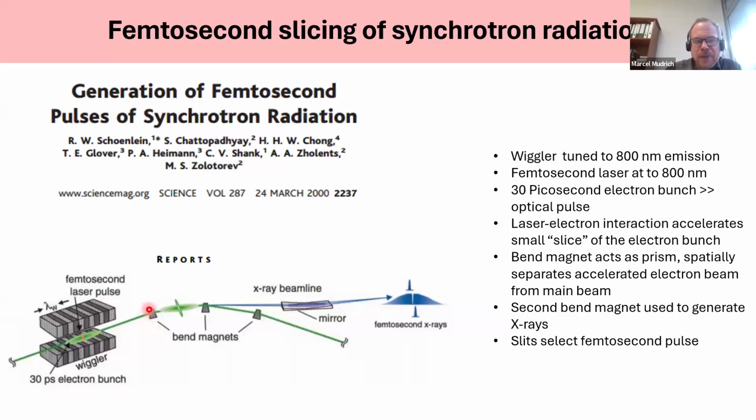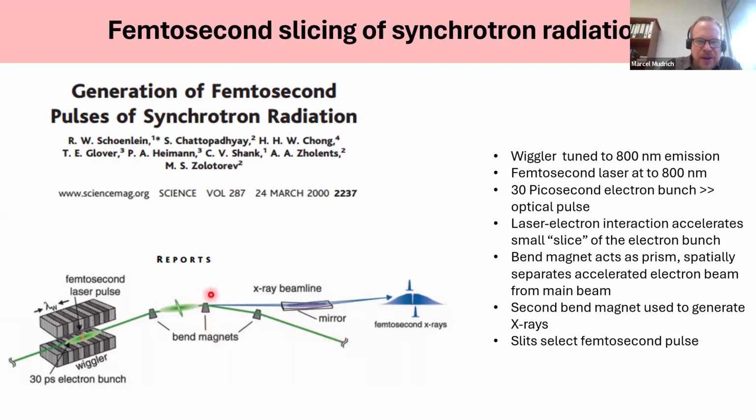In the same way, there are dispersive elements for electrons, and these are, in the simplest case, just bending magnets. Because in the bending magnet, the electron trajectories, as they are bent around the magnetic field, would have different bending radii depending on the electron energy. So in this way, now really the energy modulation is transformed into spatial modulation. And yeah, so the bending magnet here acts as a prism and spatially separates this slice of accelerated electrons away from the main beam.